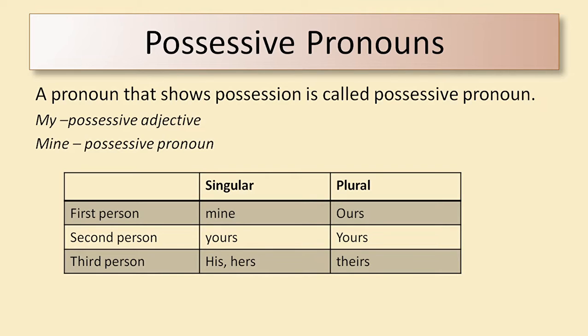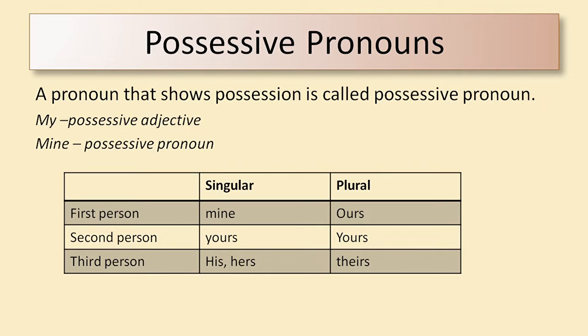Let us learn about possessive pronouns. A pronoun that shows possession is called possessive pronoun. We have to remember that my is possessive adjective, while mine is possessive pronoun. In first person singular, possessive pronoun is mine. In plural, it is ours.